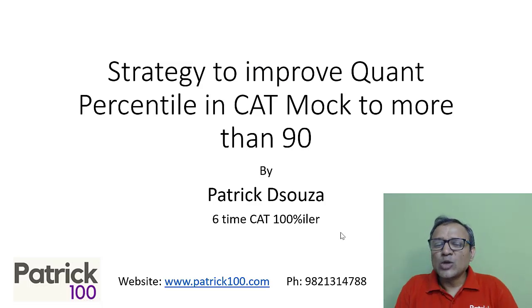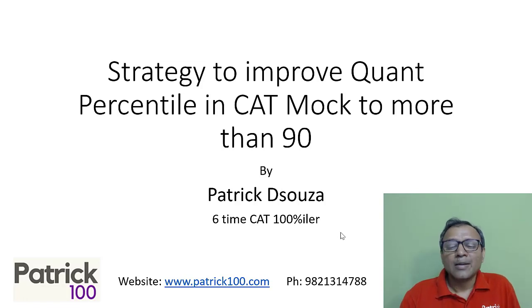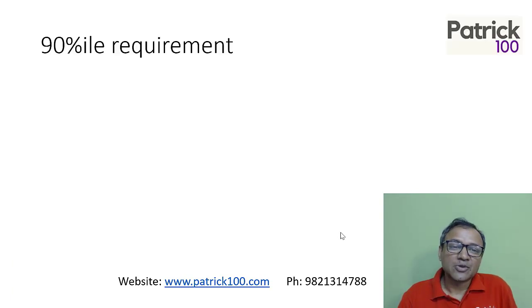This video is to tell you how to score a 90 percentile in quant. I mean, the steps to reach the 90 percentile, right? Quant is the last section. By the time you come to that last section, you're tired. A lot of people tend to not score well. But let's look at the step-by-step process.